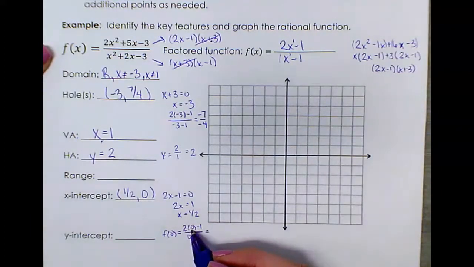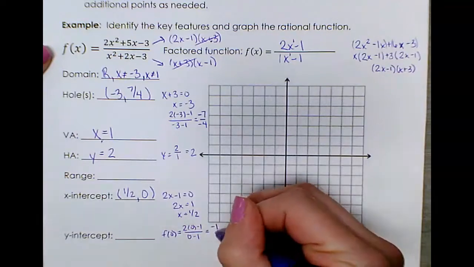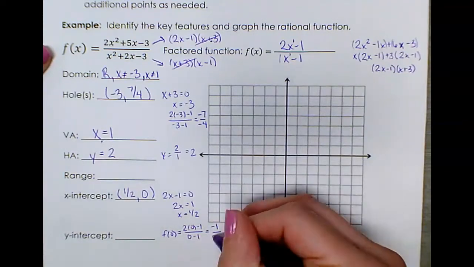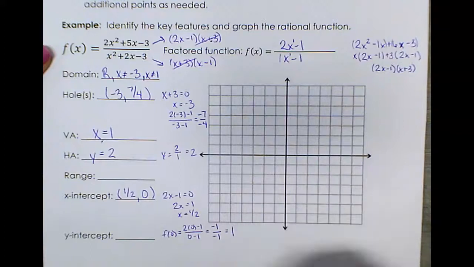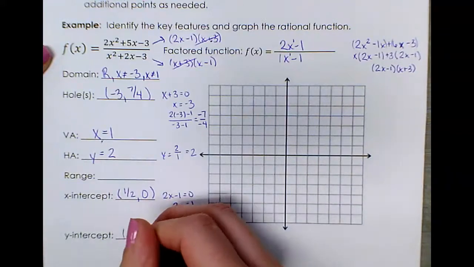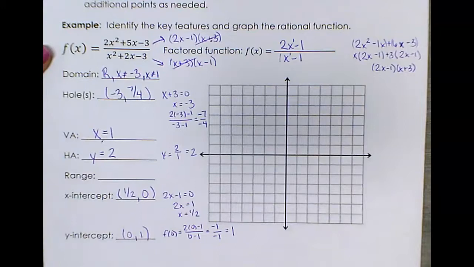2 times 0 is 0. 0 minus 1 is negative 1. 0 minus 1 is negative 1. And negative 1 over negative 1 is simply a 1. So this is 0, 1. So I have all the pieces except for the range right now.